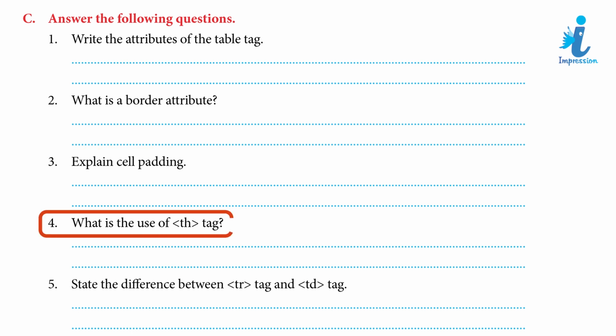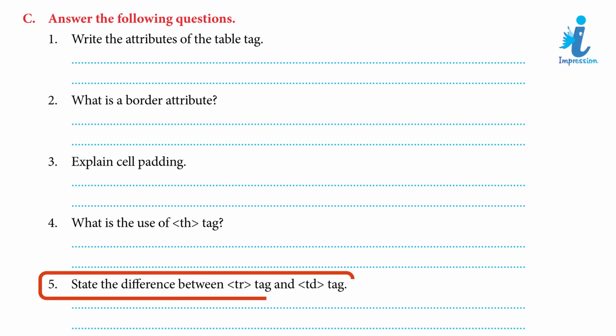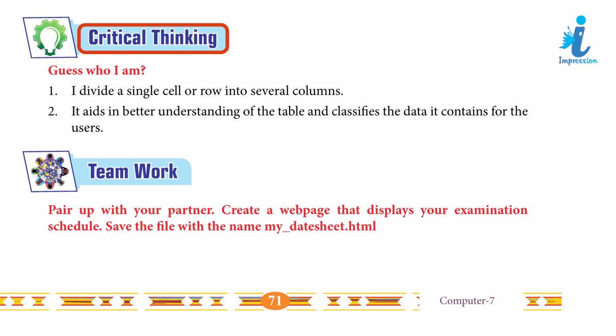4. What is the use of the TH tag? Answer: the function of the TH tag is to define a cell header for an HTML table. The cell header is boldly displayed and typically centered. 5. State the difference between the TR tag and the TD tag. Answer: both the TR tag and TD tag are different from each other. The TR tag in HTML can be used to construct a table's row, while table cells are created using the TD tag.